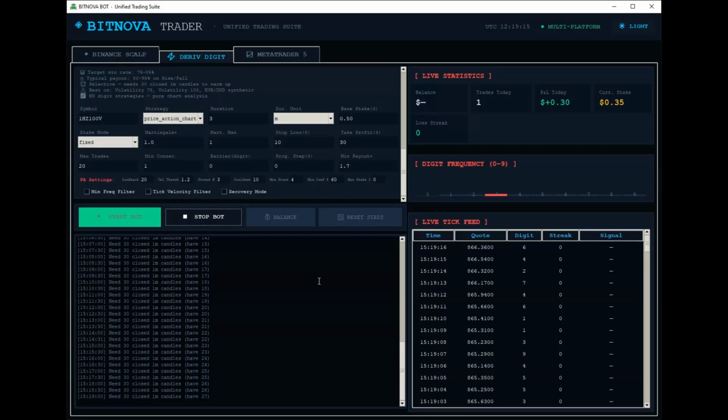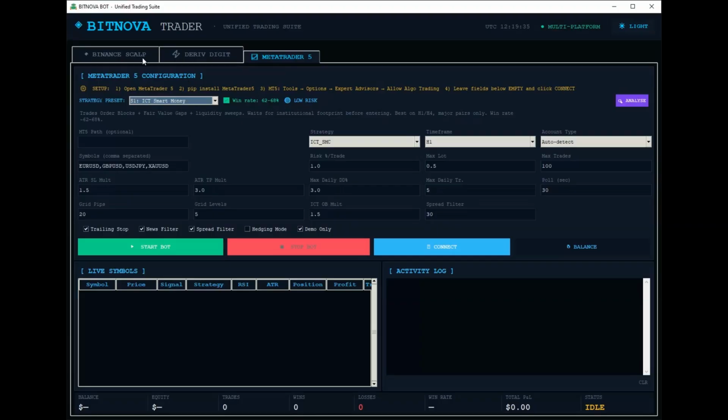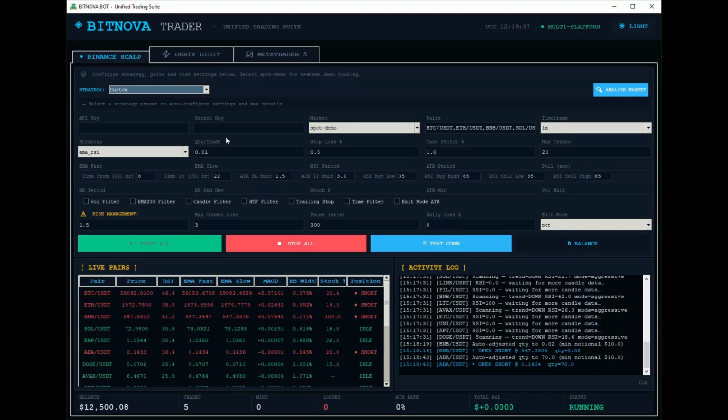Here's what makes this bot different from almost everything else on the market. Most Deriv bots, and I mean almost all of them, trade on digit statistics. They look at the last number of a price tick and bet on whether the next one will be higher, lower, odd, or even. That's essentially betting on a random number generator. There's no real market structure being analyzed. BitnovaTrader does something fundamentally different with its price action engine.